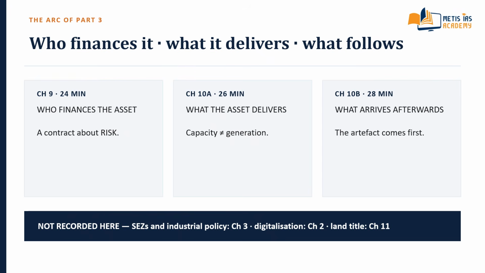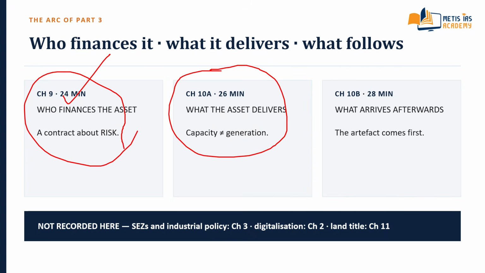So, what is the discussion? What will be the discussion in chapter 9? In this chapter 9, we are going to discuss who finances the asset and a contract about risk, etc. And 10A, what the asset delivers, and capacity is not equal to generation. And 10B, we are going to discuss what arrives afterwards, the artifact comes first.